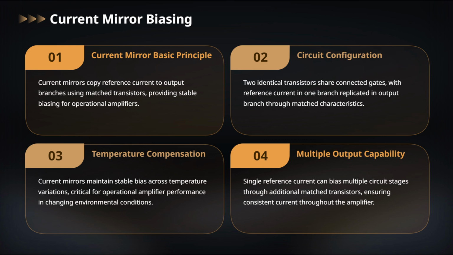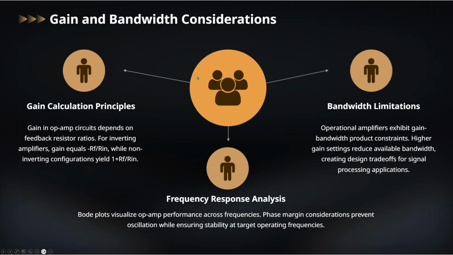And for the circuit configuration, two differential transistors share connected gates with reference current in one branch replicated in the output branch through matched characteristics. And for the temperature compensation, that's not really important because this is simulation. And there should also be multiple output capabilities. So a single reference current can bias multiple circuit stages through additional matched transistors, ensuring consistent current throughout the amplifier.